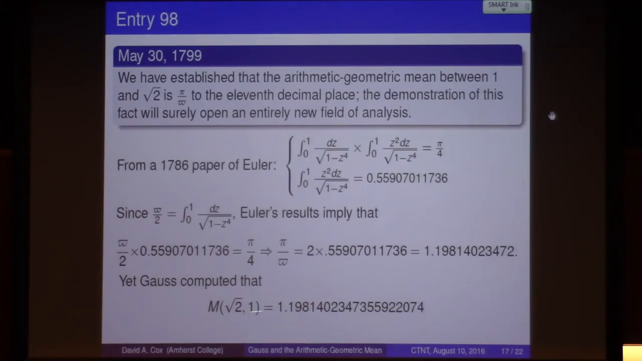And so this thing, which is just, again, arithmetic means and geometric means, is a really harmless kind of thing. To connect it to this kind of stuff, Gauss said, there's something here. And so that's what he said here, that the demonstration of this fact will surely open a new field of analysis. And within a year, he actually found a proof. And he actually found several different proofs.